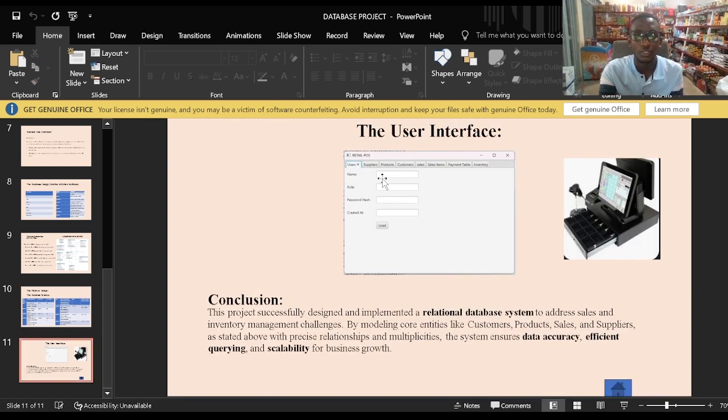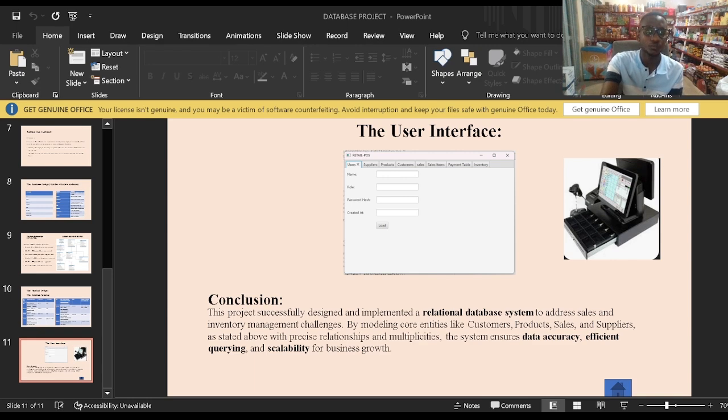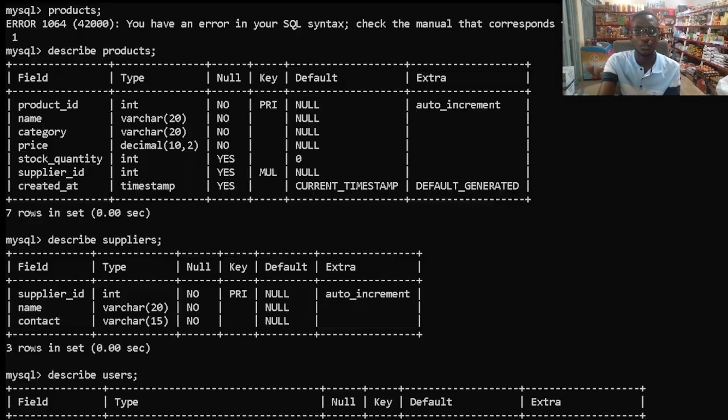So this is some of my interface. This is just a screenshot and a picture of maybe machines that are used in point of sale retail. I can also try to show you the SQL code I tried. I also tried some SQL code here. This is it.